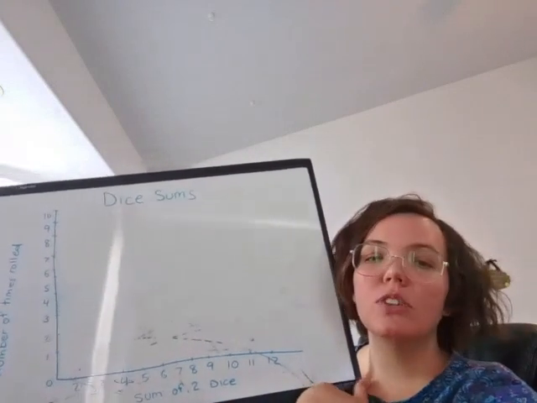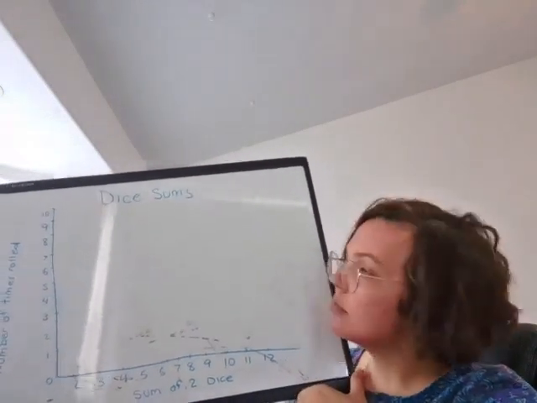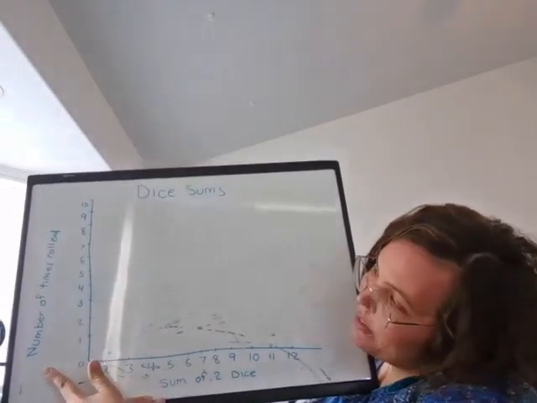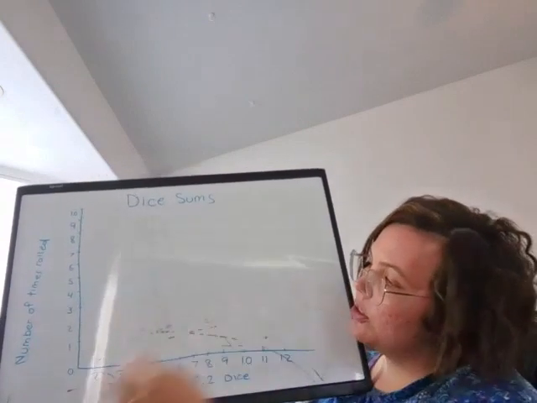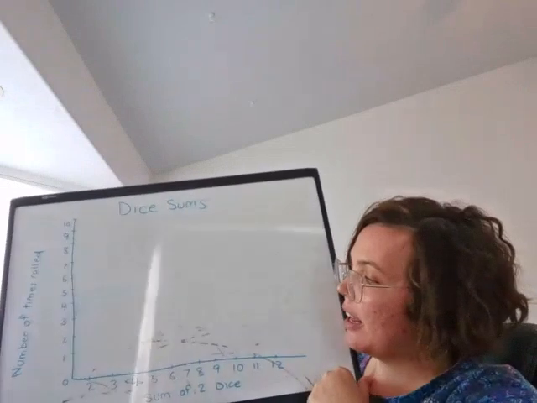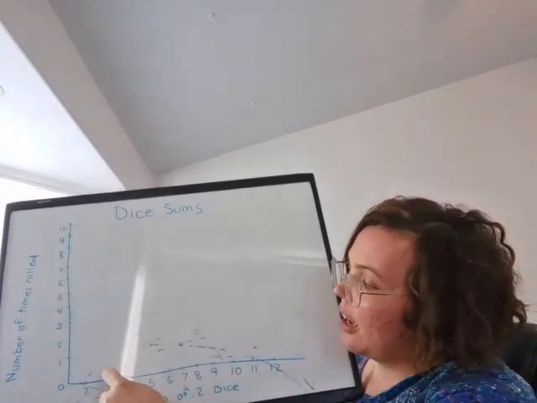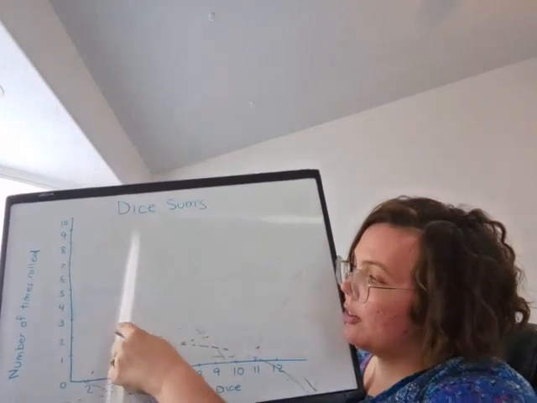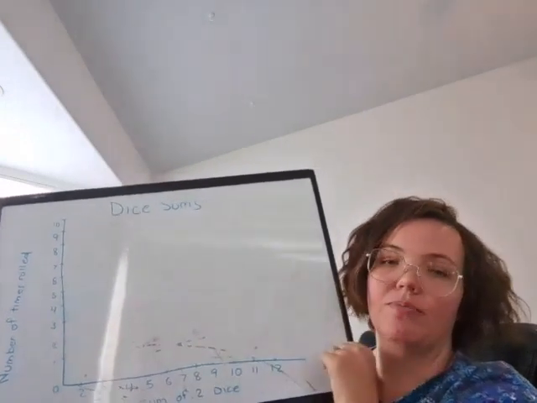And then what is on the vertical axis, Adrian? Yep, you kind of have to turn sideways to read it. It says number of times rolled. So this side will show how many times. So if I roll 2 dice and I get a 3, then I would have a 1. Well, let's say I got 2 3s. Then I would draw my bar all the way up here. Does that make sense?